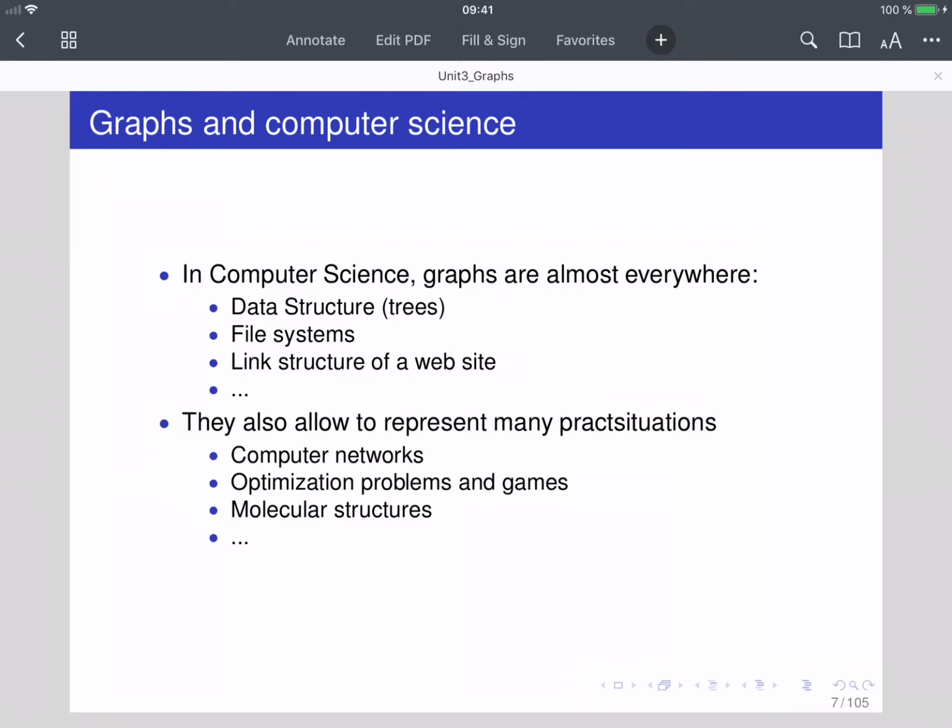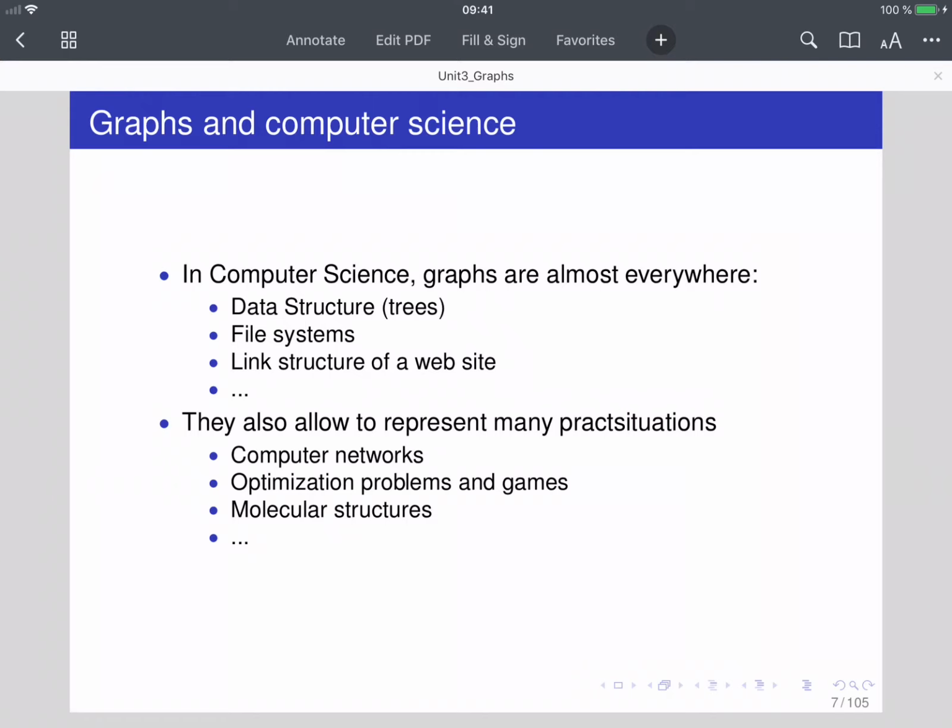Also, for optimization problems, we will see that graphs are very important. For instance, to represent molecular structures. And nowadays graphs are also very relevant, sadly, because when we study the contagion in different diseases, when we have a pandemic like we have now, we can study the graph of connections between different people and how they were infected by the disease.